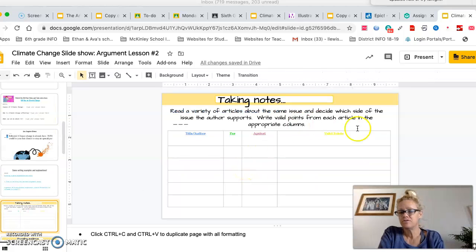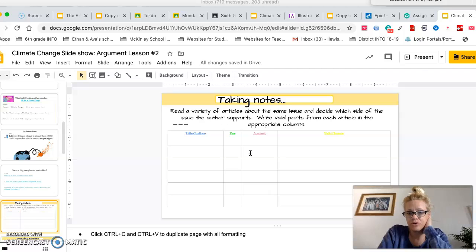Okay, so this is for you to take notes, this paper. Read a variety of articles. It can be the ones that I showed you on the previous slide. It can be from the videos, but just so you can keep track of your information. So you write the title, okay, and then any information you want to include, okay, and points from each article that you can support, and if they are for or against climate change.